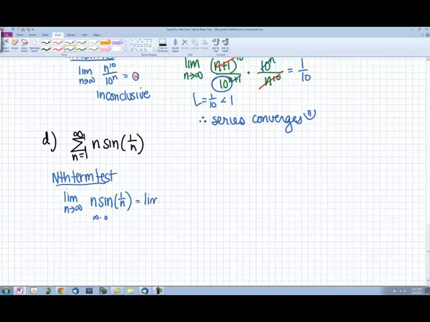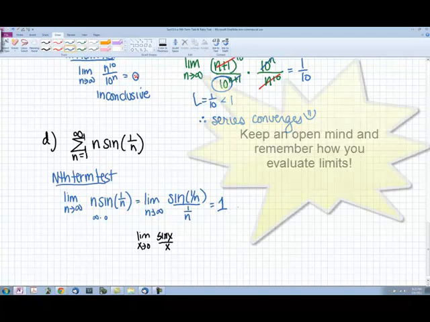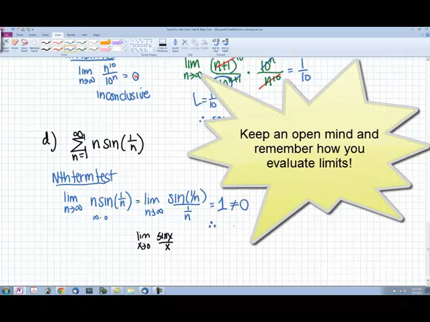So we are going to rewrite this a little bit so we can consider it using L'Hopital's rule, or maybe we can even do it a little bit easier than that. If we look at this as sine 1 over n over 1 over n, this is one of those special limits. This is very much like the limit as x approaches 0 of sine x over x. This limit is equal to 1. So what do we have? If the nth term test is equal to some number, not 0, it diverges.